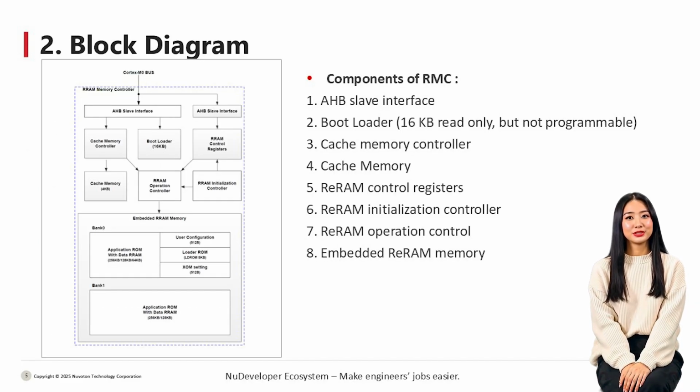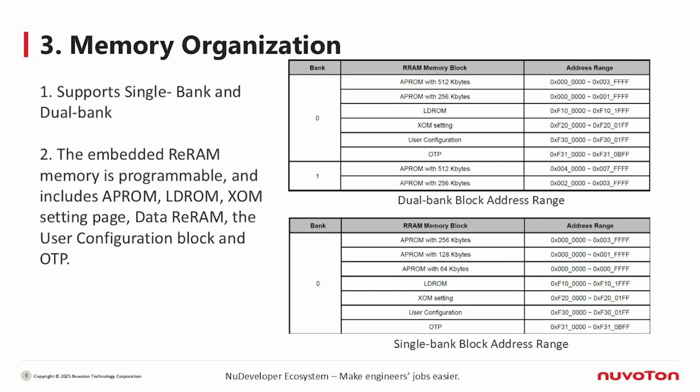Next, I will introduce the block diagram. From the left block diagram, it can be seen that RMC is mainly composed of the following 8 components, namely AHB slave interface, bootloader, cache memory controller, 4 kilobytes buffer memory, ReRAM control register, ReRAM initialization controller, ReRAM operation controller, and embedded ReRAM memory.